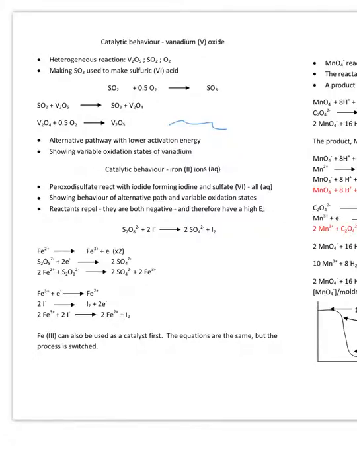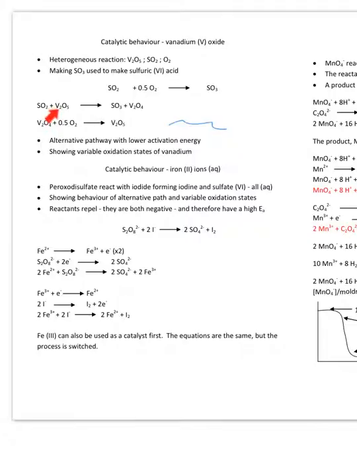So what does this catalyst, the vanadium(V) oxide, do? It provides an alternative pathway with a lower activation energy, and in all these processes there's a change in oxidation state of the transition metal, but it isn't permanent, and hence it can behave as a catalyst.